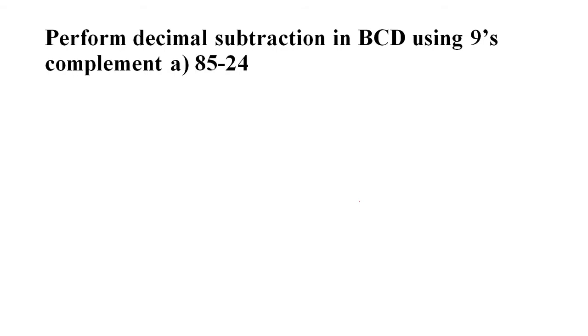In this video, we are going to learn how to do decimal subtraction in BCD (binary coded decimal) 8421 code using 9's complement method. First question: perform decimal subtraction in BCD using 9's complement, 85 minus 24.